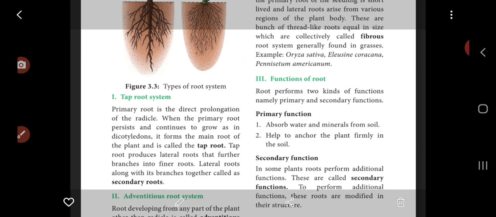If the primary root persists and continues to grow, that happens in dicots. But in monocots it is not happening. There it becomes fibrous, isn't it? So we call it fibrous root system, because the primary root stops, and many roots form from the shoot system. But here in the taproot system, what happens? The primary root continues to grow and it forms the main root of the root system. That main root is the taproot.